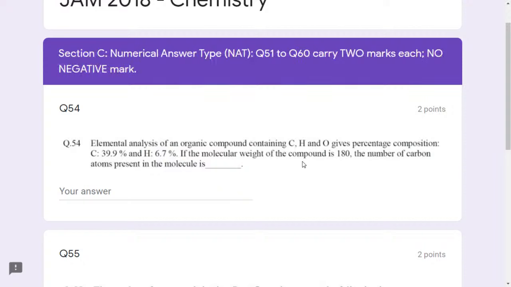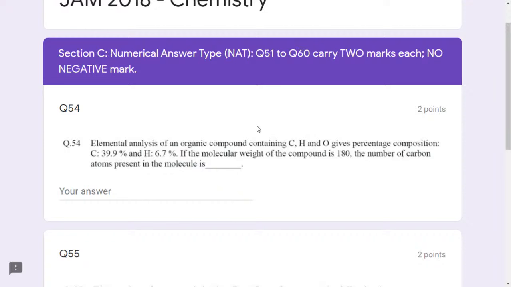If the molecular weight of the compound is 180, the number of carbon atoms present in the molecule is... If you ask me for a straightforward answer, yes, I will round this off to 40. If a compound has 100, it is going to have 40 percent carbon. So 100 is 40, and 180 is how much?